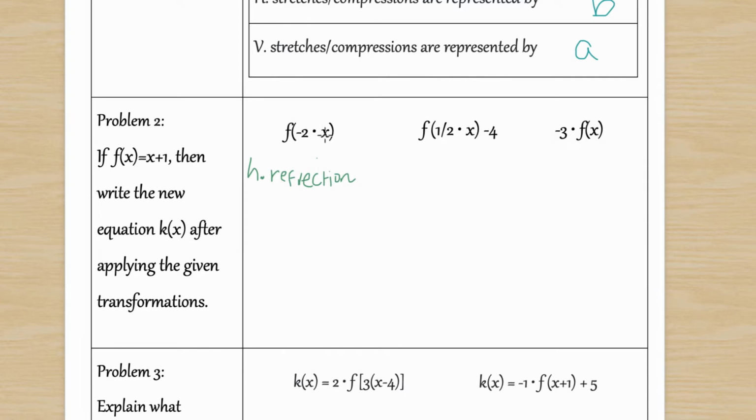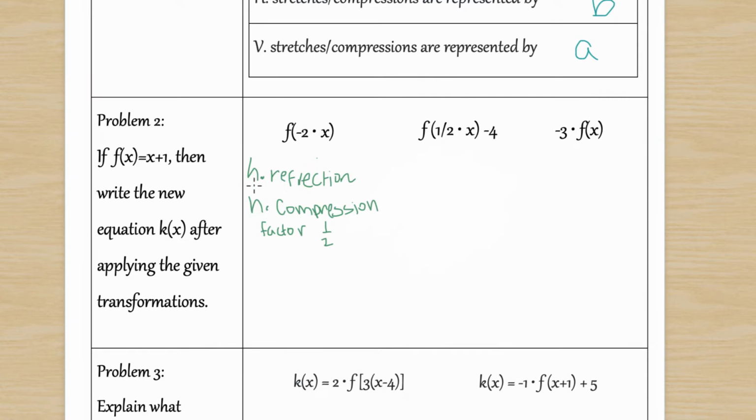Because if you take the reciprocal of 2, the reciprocal of 2 is equal to 1/2, and 1/2 is less than 1. Since 1/2 is less than 1, it's going to be a compression. So we can write over here that this is also a horizontal compression, and whenever you write a compression or stretch, you always need to write what the factor is. So this is a horizontal compression by a factor of 1/2. So those are our transformations that are being applied to this graph.